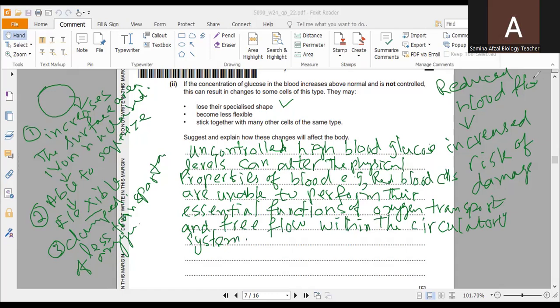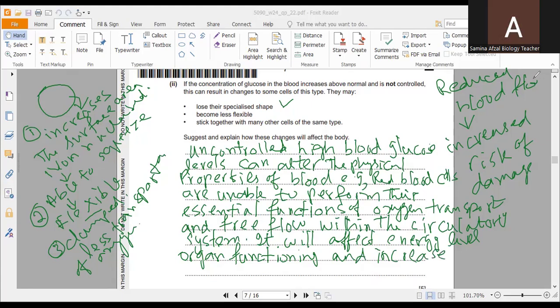It will affect energy level, organ functioning, and increase the risk of serious cardiovascular complications.